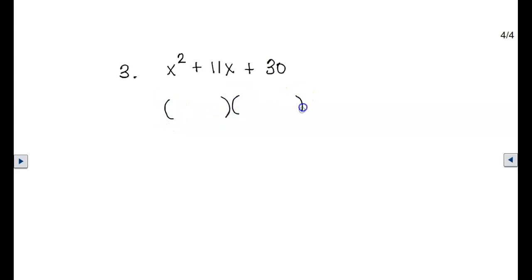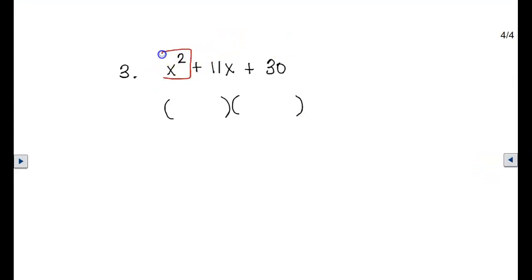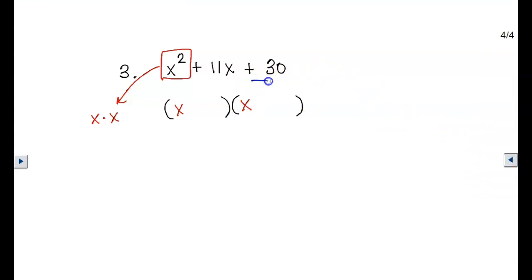Get ready for your guess. Put your 2 sets of parentheses down here. And again, we start out with our first term, x squared. There's only one combination that will get that, x times x. So we put an x in each set of parentheses. Now we go to the other end of the problem. We have a positive 30 there.